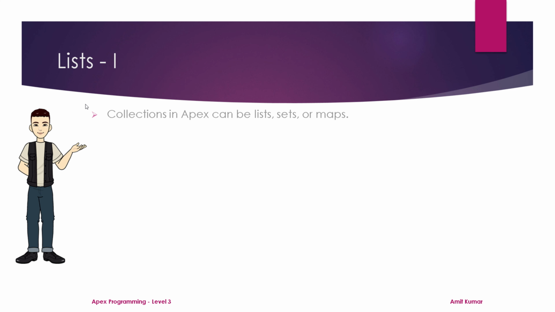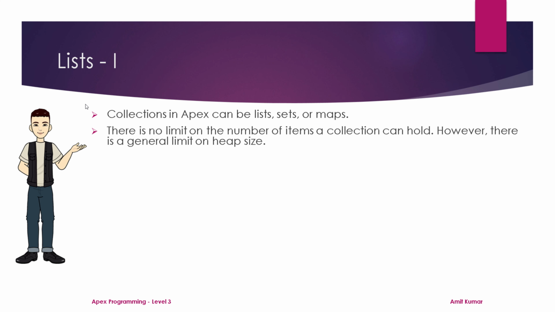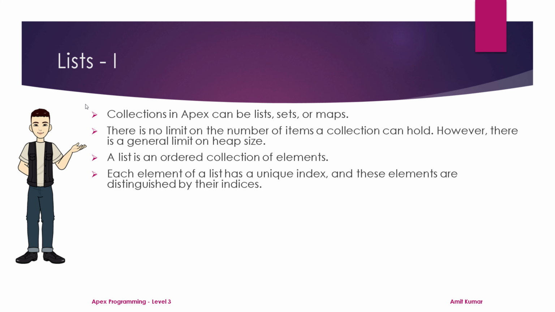This is part 1. So collections in Apex can be lists, sets or maps. There is no limit on the number of items a collection can hold. However, there is a general limit on the heap size. A list is an ordered collection of elements. Each element of a list has a unique index and these elements are distinguished by their indices.